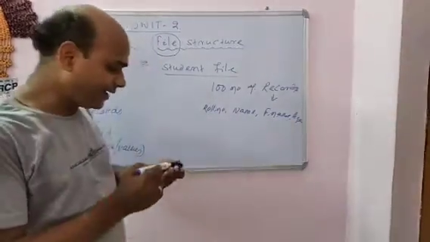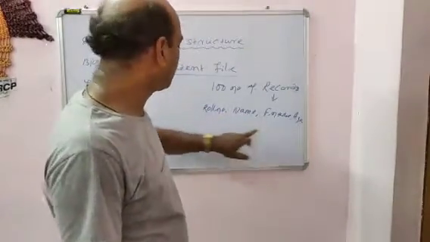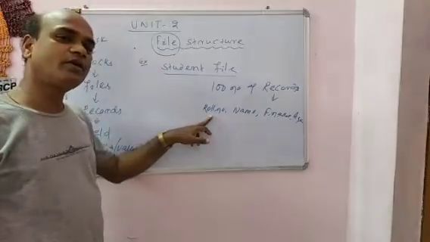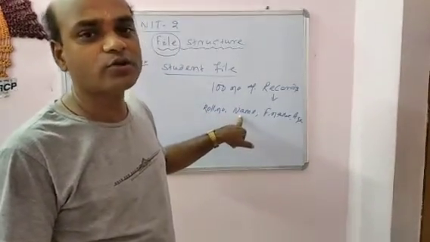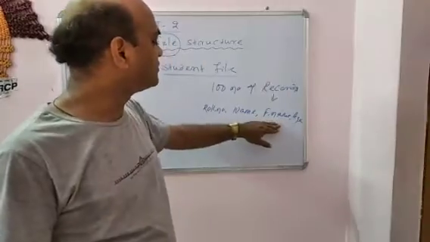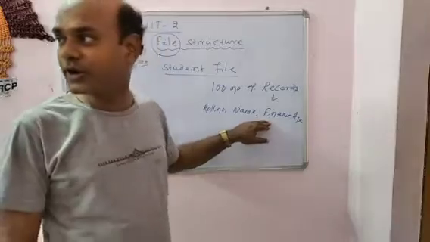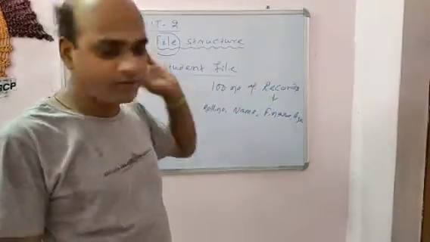Okay. So age is a field. It stores the student's age, and roll number is a field. It contains the student's roll number. Name is a field. It contains the student name only. So these are the fields. These are the collections of fields stored in a particular record. Several records are stored in a particular file.